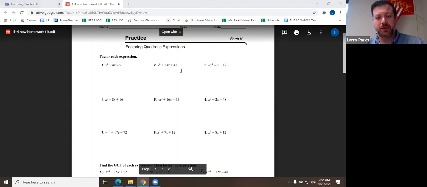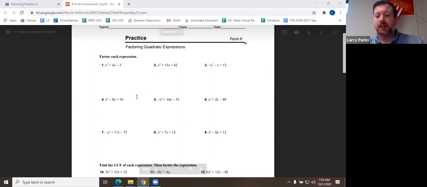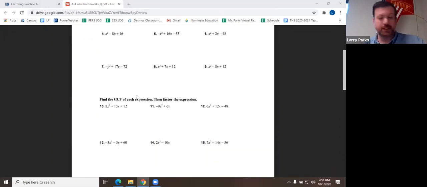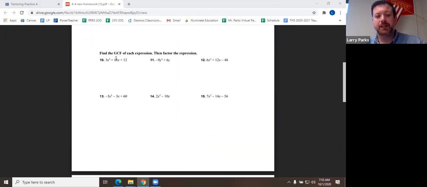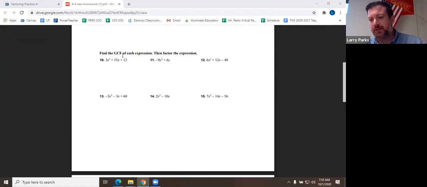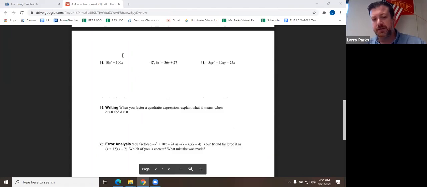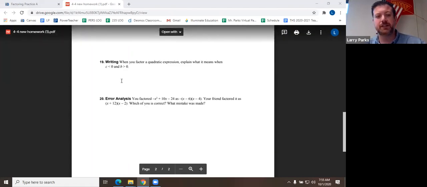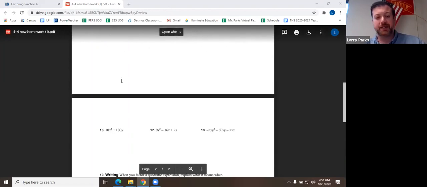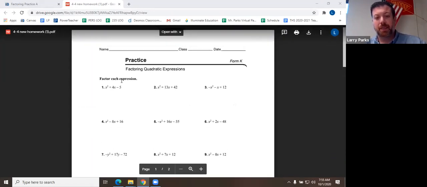Can you do number 2 on the sheet? This one? Yeah. I think I have time. And then 10, 11, 12, 13, 14, 15, find the GCF and then factor it, along with 16, 17, 18. And so that's the practice. And so I've been asked to do number 2 real fast.